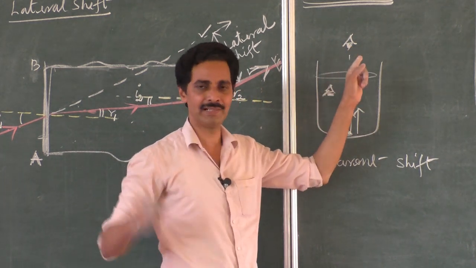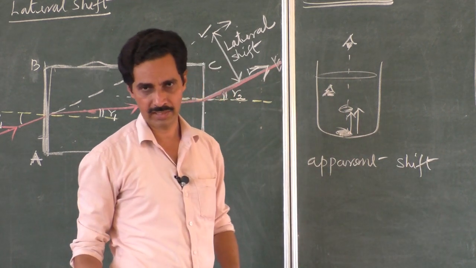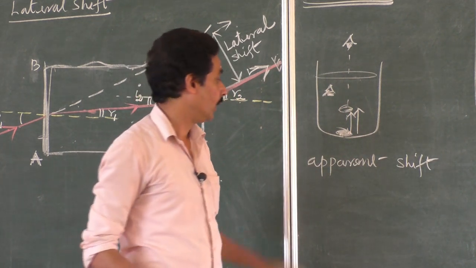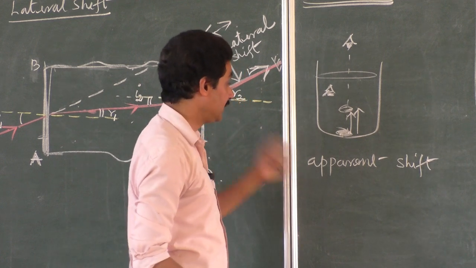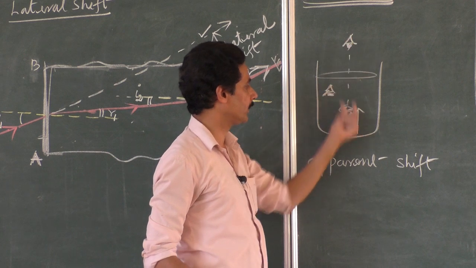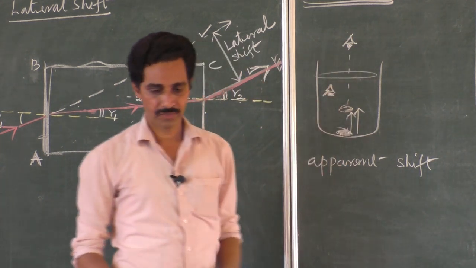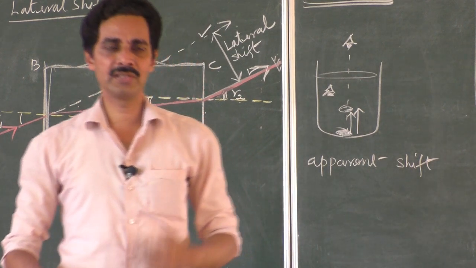So every word is important. If you miss any one keyword, you lose the mark, and it doesn't carry meaning. Apparent shift in the position of object, kept in one medium and viewed normally from another medium. That shift is called normal shift. Okay, sir, can we measure this normal shift?